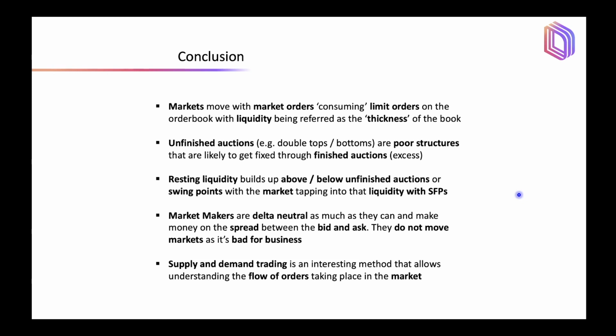Market makers are delta neutral as much as they can. They don't make money by moving the markets. They make money by providing a passive two-way price, on the spread between the bid and the ask. So they don't move markets because it's actually bad for business, because they will have directional exposure.